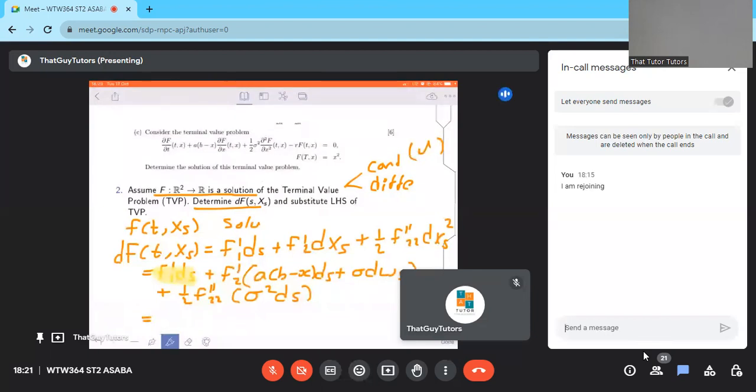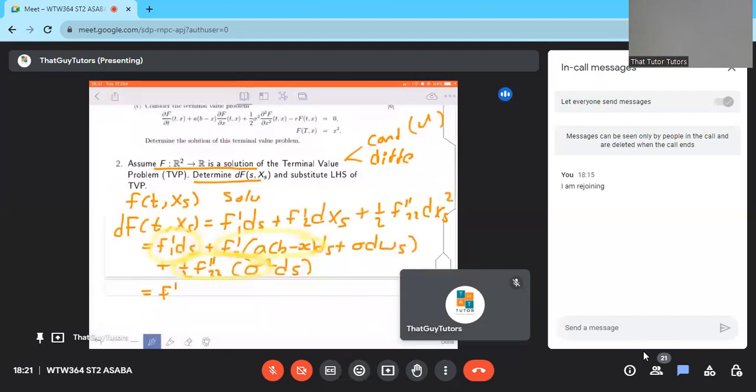So you would have f prime 1 plus a b minus x, f prime 2 plus 1/2. So you're going to have squared f prime 2 everything ds plus sigma f prime 2 dws.